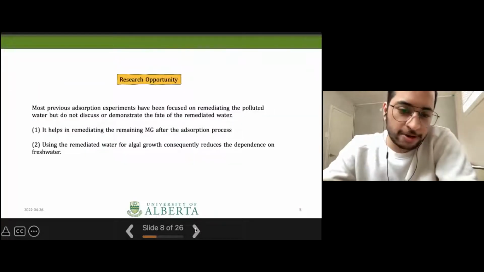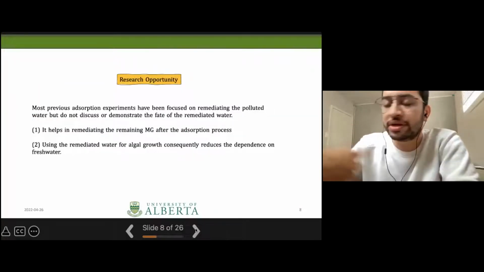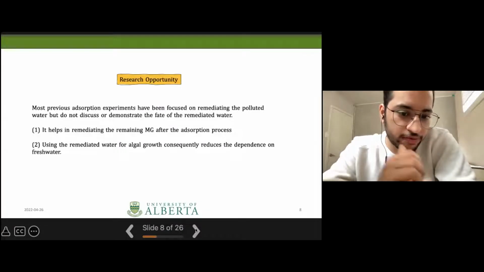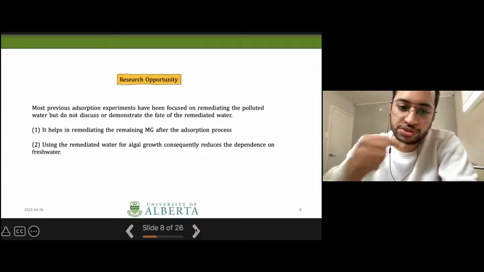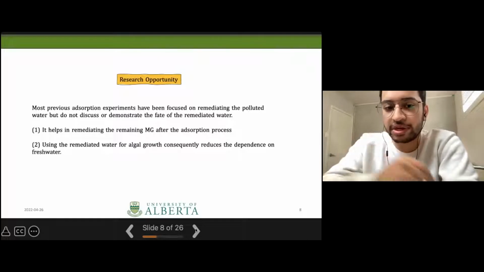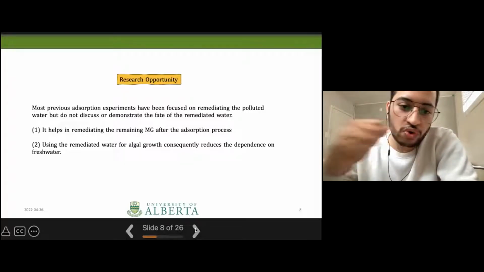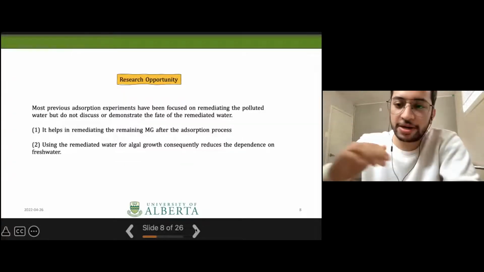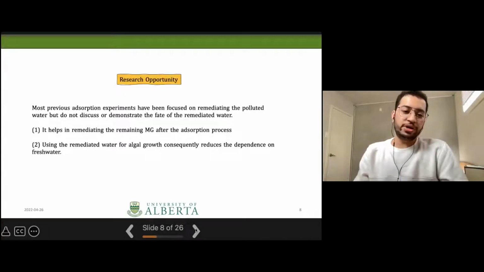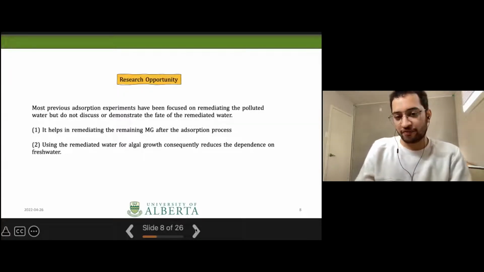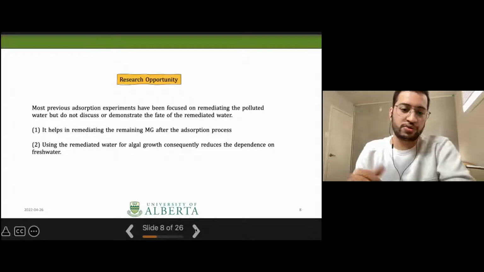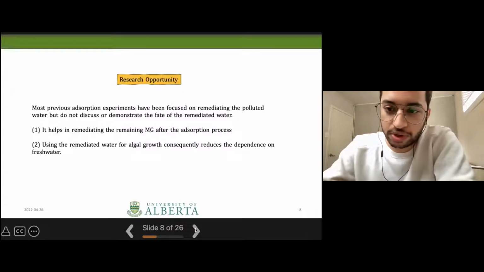And further, instead of simply remediating the malachite green from the solution, we also use the partially remediated water to grow algae in it, so that the malachite green can be completely remediated. And by growing algae this way, we can reduce our dependency on fresh water.